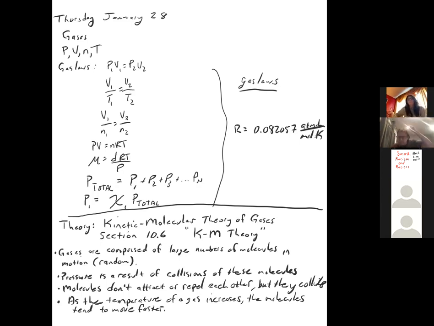Or if you charge up your hair, the hairs will stick up. They're not repelling each other like that. They're just moving around and colliding with each other. Okay. And if they get really, really hot, they're just going to move faster. And if they get cold, they're going to move slower. Okay. And that's the kinetic molecular theory of gases.